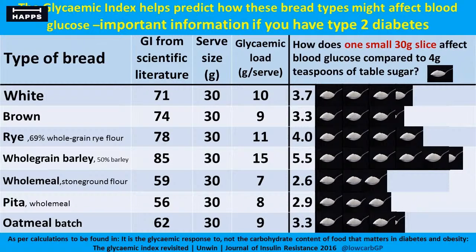And wholemeal, which is basically stone ground flour like whole wheat bread, is 59 on the glycemic index, and 2.6 teaspoons of sugar. Okay. Pita, a whole wheat pita, is 56 on the glycemic index, and it's 2.9 teaspoons of sugar. Oatmeal is 62 on the glycemic index, and it's 3.3 teaspoons of sugar.